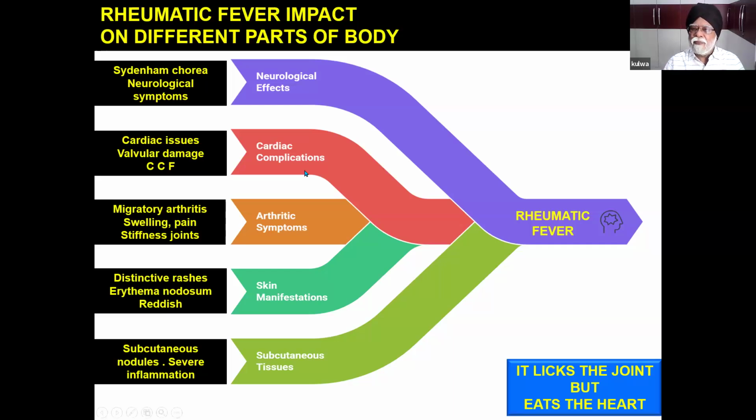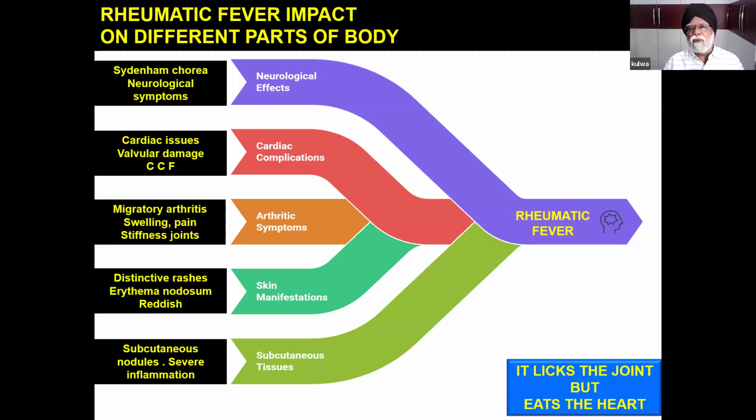It acts on the heart, and it produces cardiac issues, valvular damage, congestive cardiac failure. These are the cardiac complications in case of rheumatic heart. Third is arthritic symptoms. I told you that it acts on synovial joints, and the pain is migrating. The parent or guardian will come and say this child was having fever and it started joint pain in the knee joint. It got all right, but after 4 or 5 weeks, the pain has started again in the ankle joint, sometimes in the elbow joint.